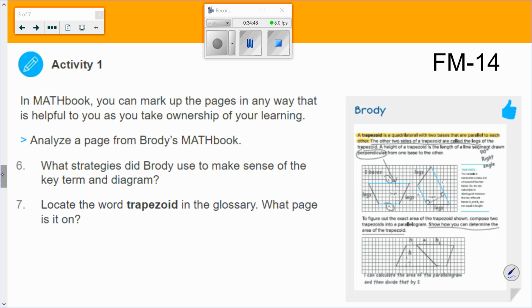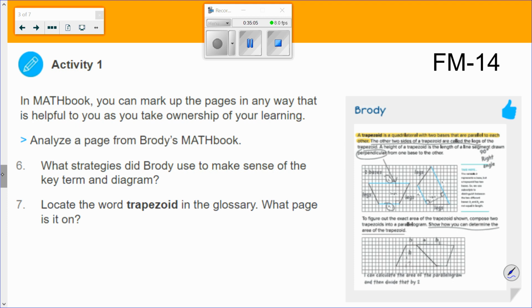Here they've given us a worked example. This is a kid named Brody. You see the thumbs up? What does that one mean? Good job. You did it right. It means this one is a correct example, right? So they've shown us a correct example.